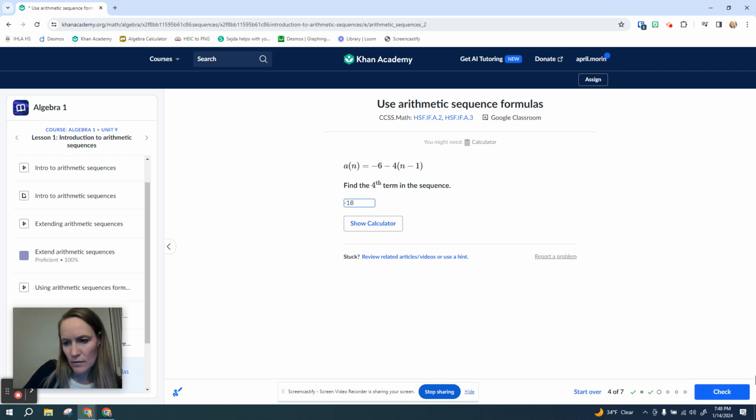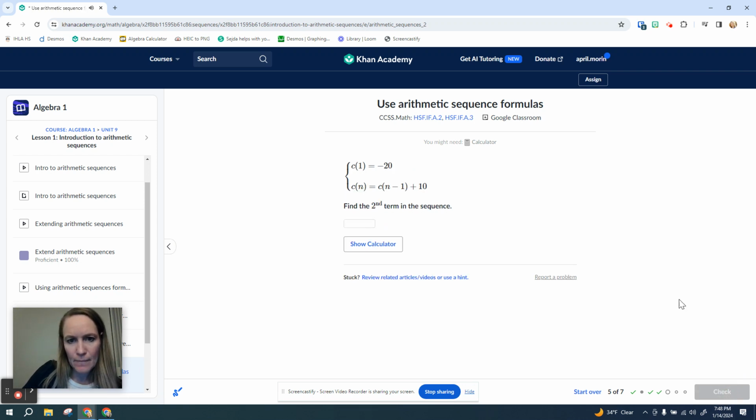-18. All right. Okay, so there's a variable here, and I just need the second term. So I just look over here. I'm going to add 10 to every term. I don't even need to write anything down because my first term is -20, and all I'm doing is just taking that and adding 10. So -20 plus 10 is -10. So that one was super easy.